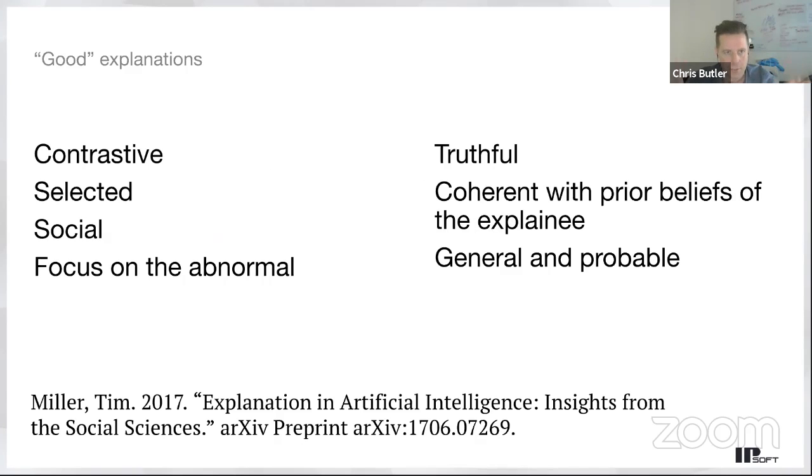In the idea of good explanations, which is referenced in this paper by Tim Miller from 2017, is this idea of all the different things you need to have for human psychology to have a good explanation. And I think the thing that's most interesting is really this idea that we need them to not only be truthful, but coherent with our prior beliefs. And that is a real problem, because for us to actually be learning something, sometimes things have to disagree with what our prior beliefs are. So that's a very interesting problem.